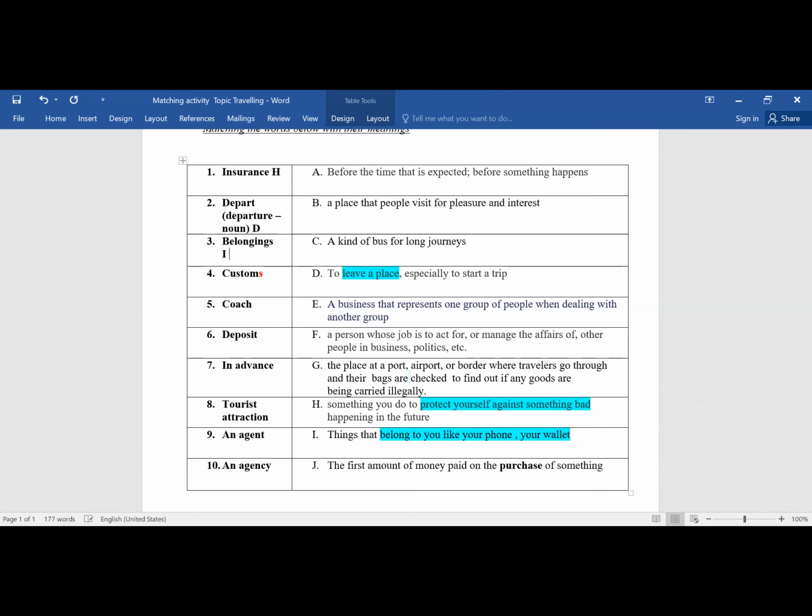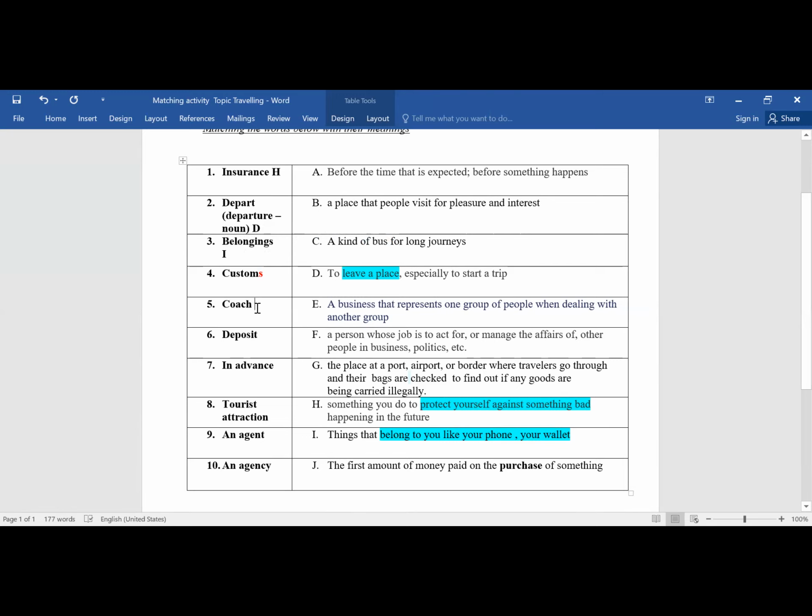Thank you. So we have letter I. This is a difficult word, and I will come back later. Number 5. Thank you again. Coach. I would like to hear from Ngọc Hào, please. The word coach. It has different meanings.